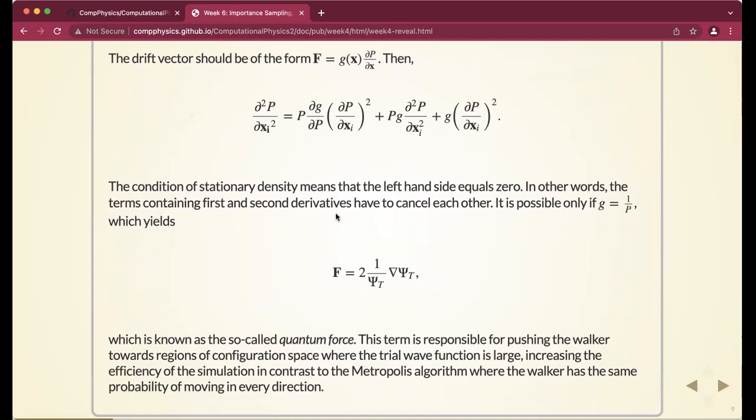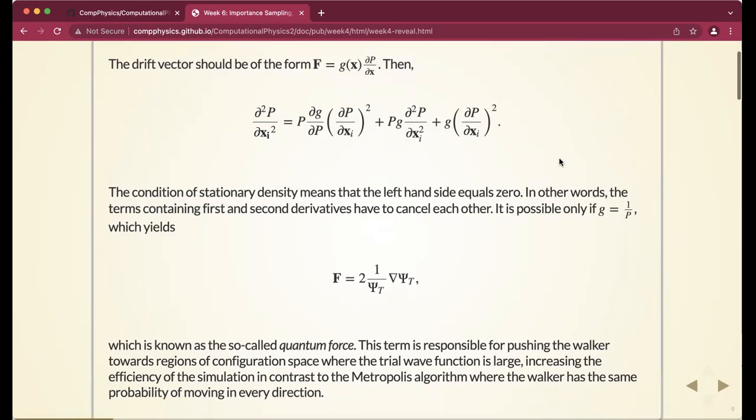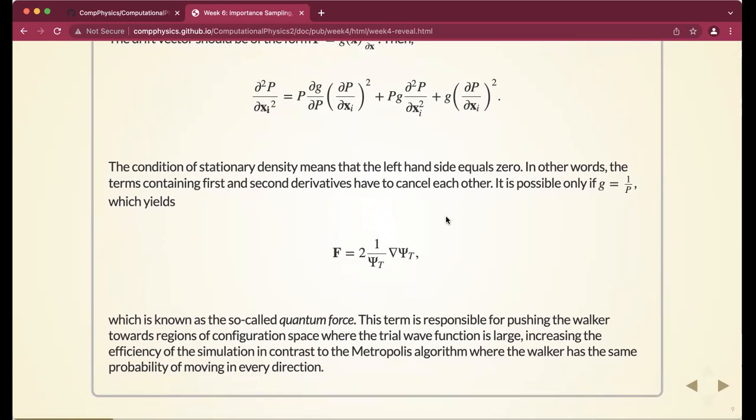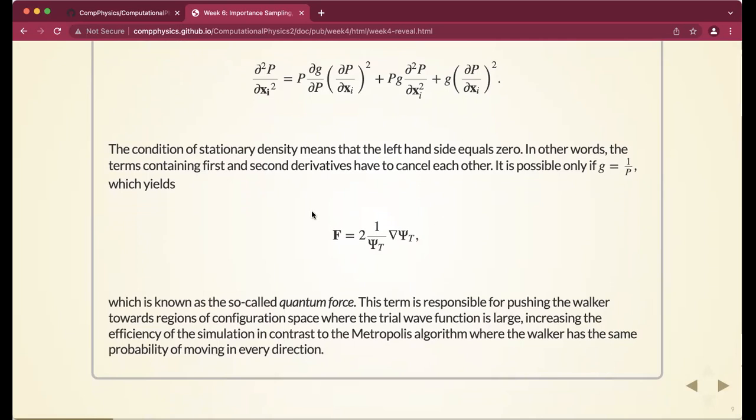So this is the type of equation you have to fulfill. And the condition of stationary density means that the left-hand side equals 0. In other words, the terms containing first and second derivatives have to cancel each other. And that's only possible if this g is 1 over the probability. It's actually pretty easy to see that if you insert it in the equations. That tells us that this force F is defined by the gradient of the wave function divided by the wave function. And this is called a quantum force, because it's defined by a quantum mechanical wave function.